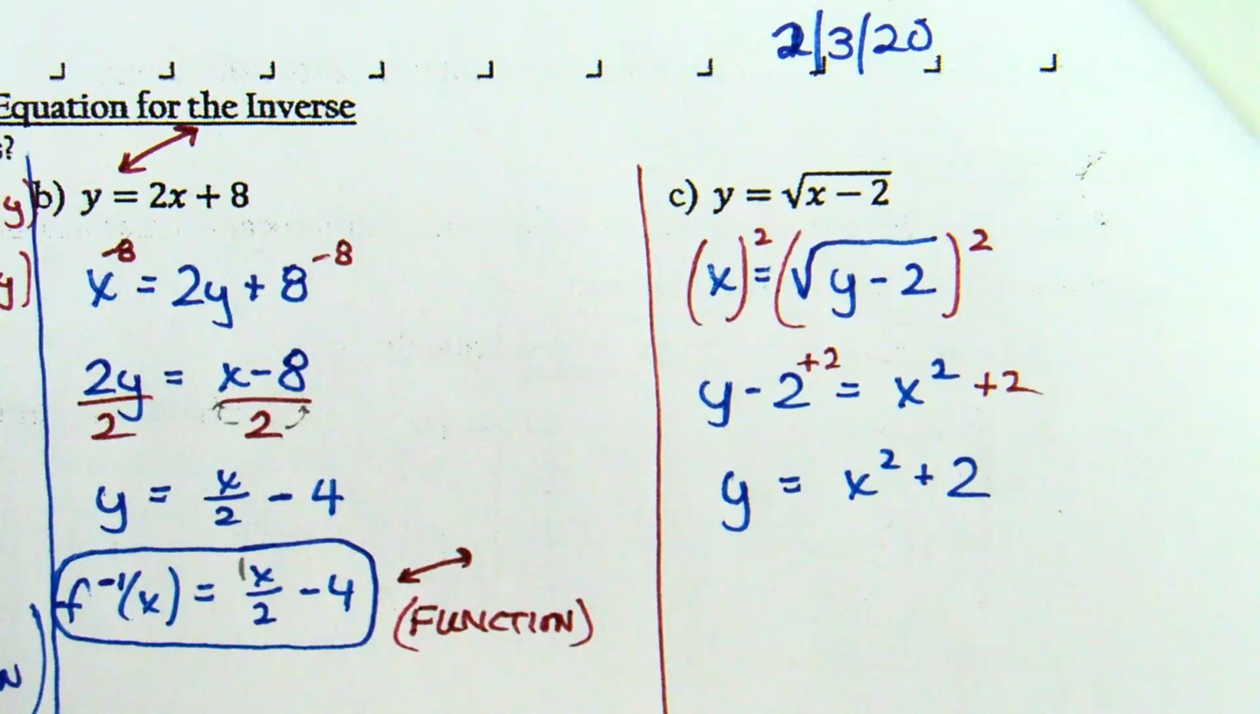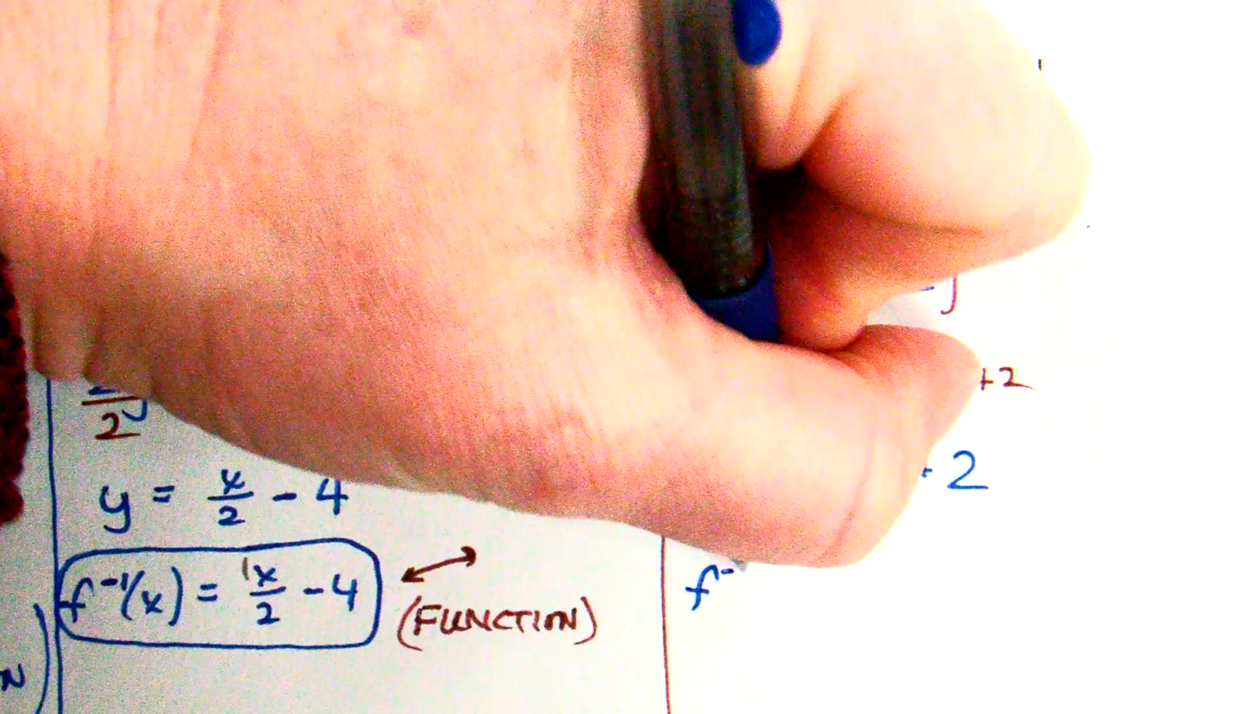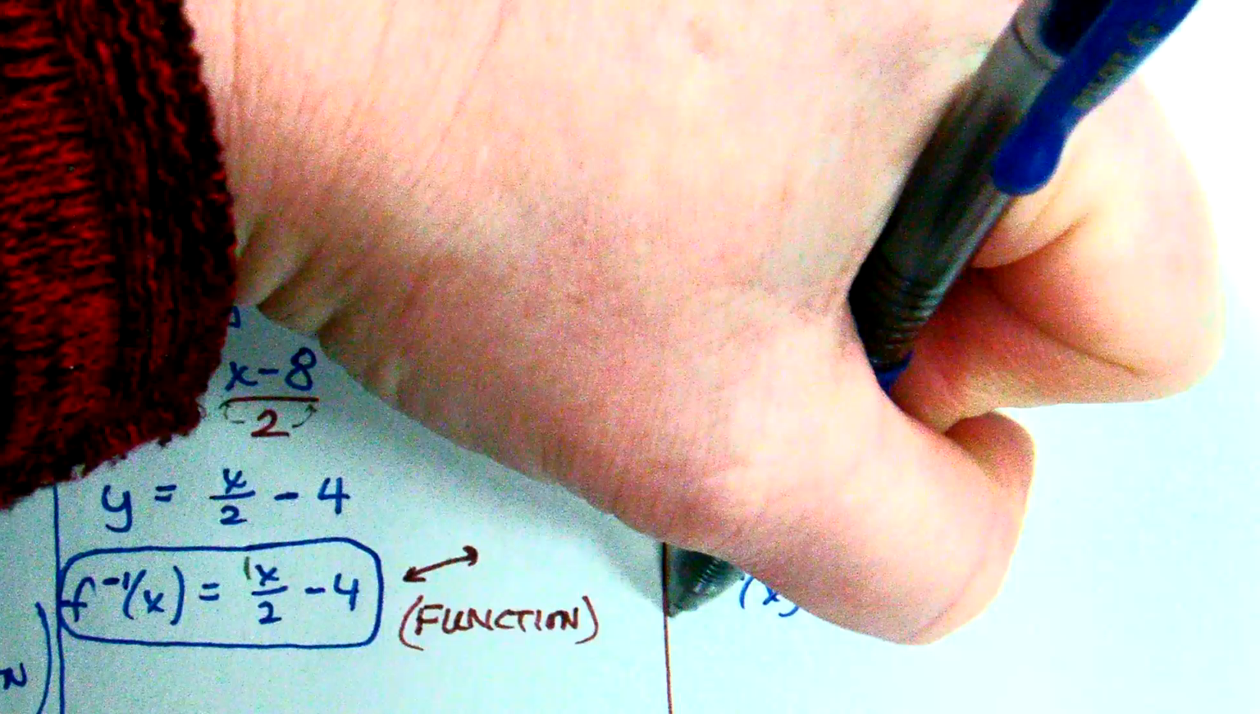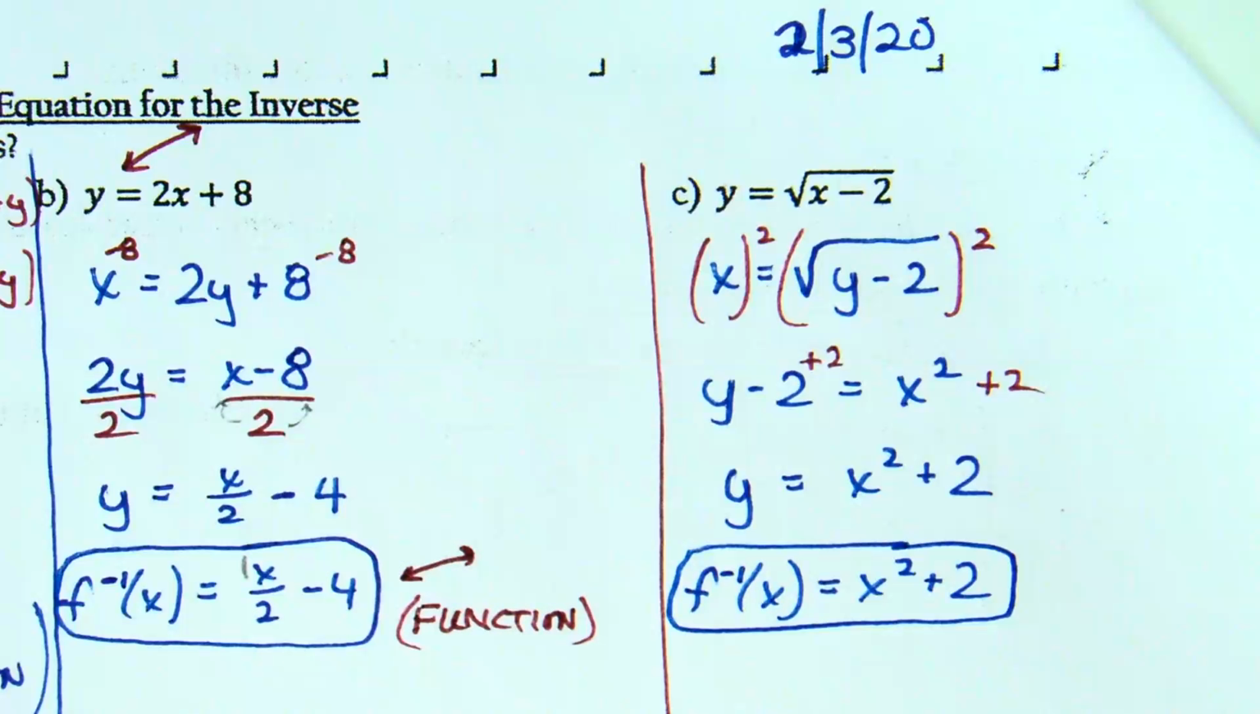Proper notation. F inverse of x equals x squared plus 2.